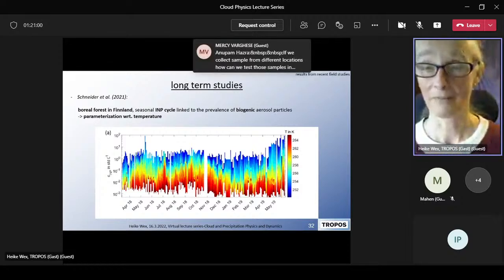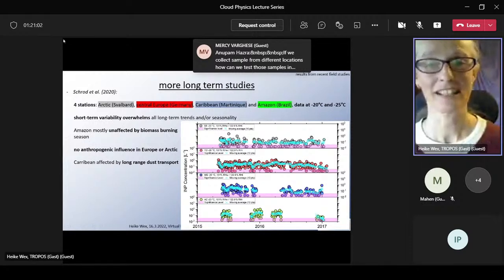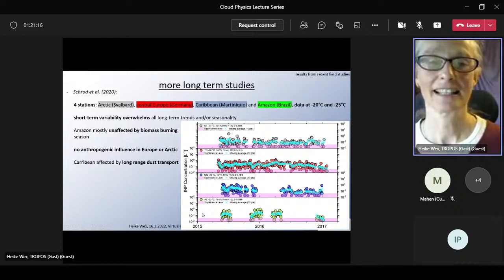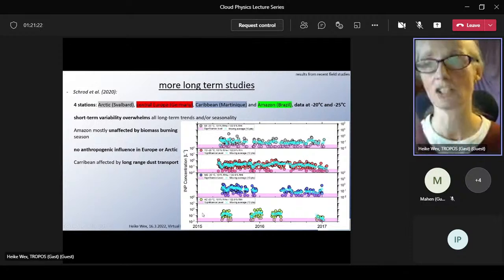And now there are more long-term studies, for instance, from 4 different stations in the Arctic, Central Europe, the Caribbean, and the Amazon. For almost 1.5 years, some gaps in between for some stations, but nevertheless, this study says they did not see long-term trends or seasonality, and that the short-term variability was much larger.